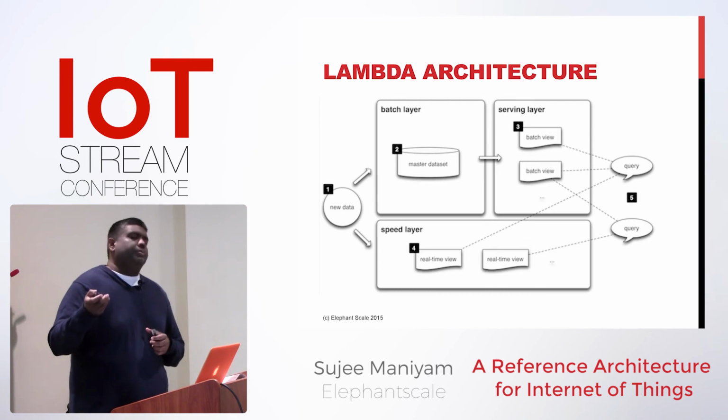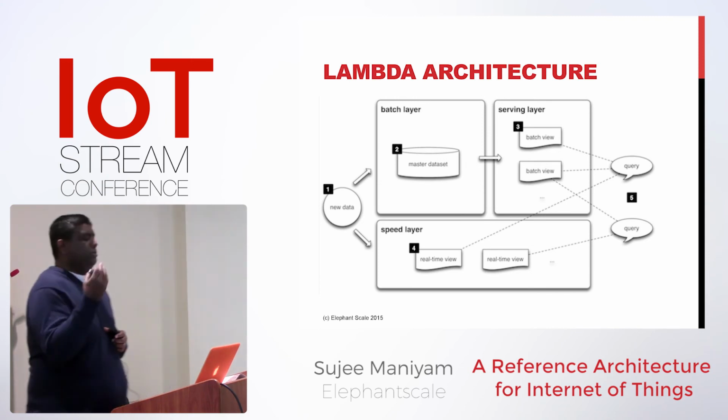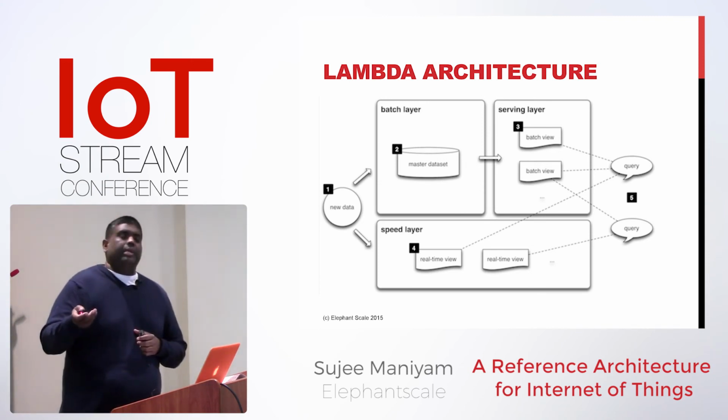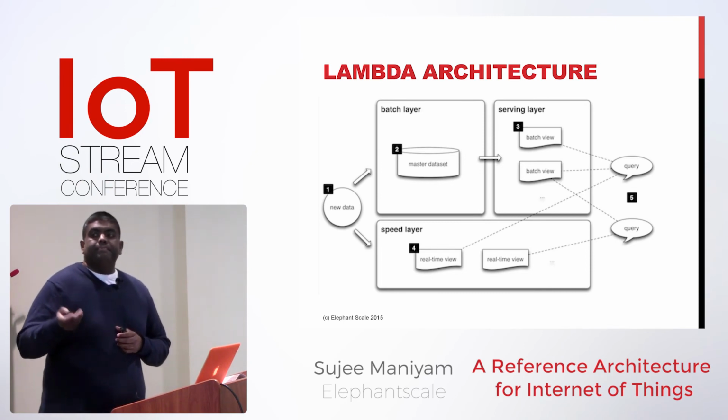It could be a Hadoop HDFS. And the reason we are doing this is real-time queries come here. For example, what's the latest temperature? I just come right here because I don't care about historical data, right? I just want the latest data, and I come to the real-time view.